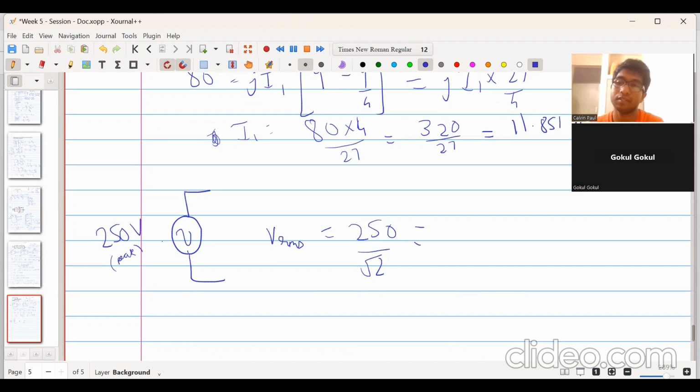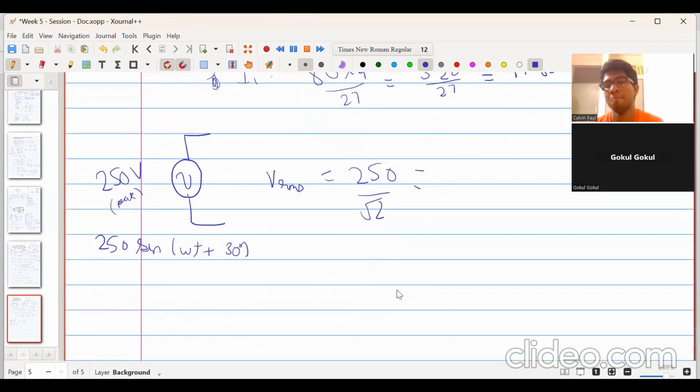So they could confuse you. Instead of this, they could just write it as 250 sine of omega t plus 30 degree, something like this. But effectively, what you want is just the RMS value. So the RMS value is 250 divided by root 2.